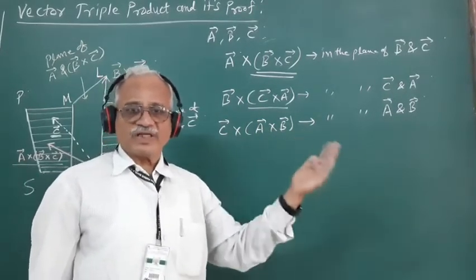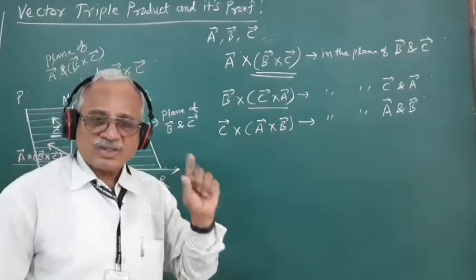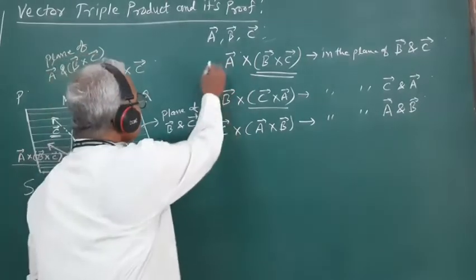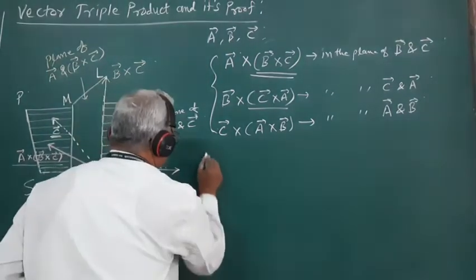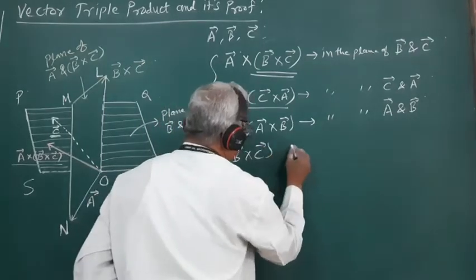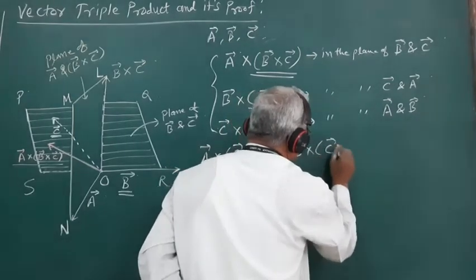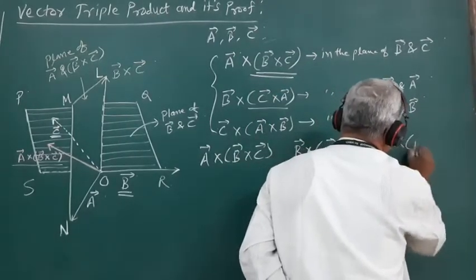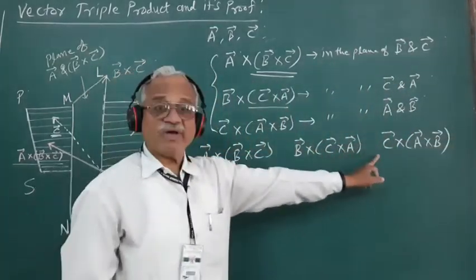If the cyclic order of the vectors is maintained, the scalar triple product remains the same. On similar lines, can we say that in the case of the vector triple product, these three vector triple products will be equal? So, A bar cross B bar cross C bar, B bar cross C bar cross A bar, and C bar cross A bar cross B bar. Can I put an equality sign here?